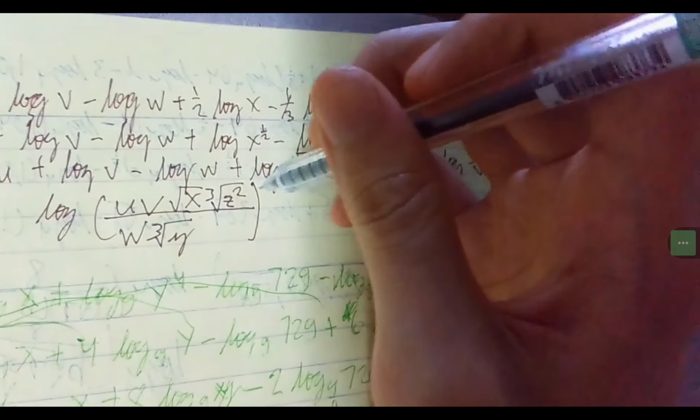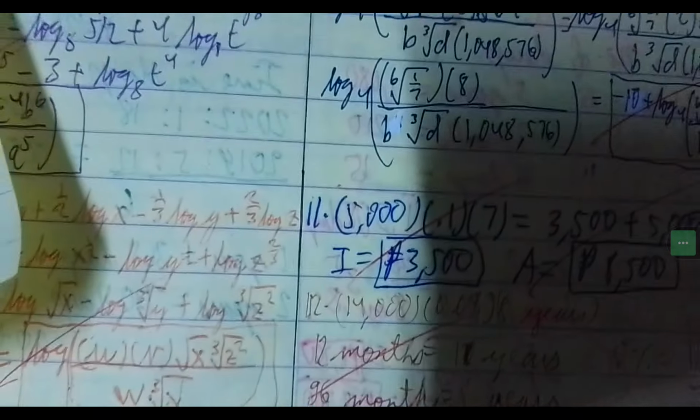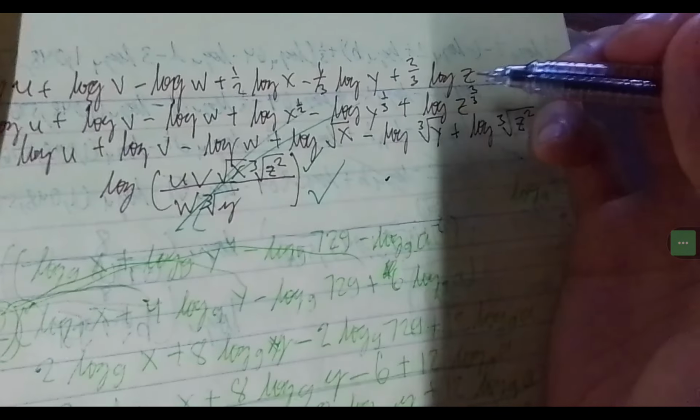Did we get that? Negative 3 plus log base 8 of b raised to the 6th times t raised to the 4th and q raised to the 5th. Correct. And that's the answer that we're supposed to get.